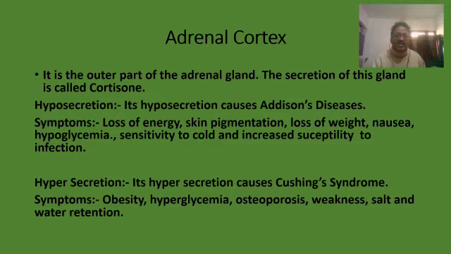Hypersecretion, if the secretion is excess. Hypersecretion causes Cushing syndrome. Symptoms: obesity. Obesity means being overweight. Hyperglycemia, osteoporosis, weakness, salt and water retention.